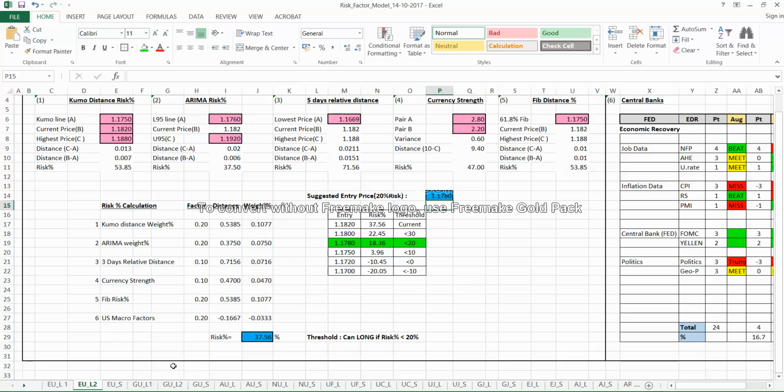We plan to long at around 1.178 area and average down to 1.172, which is next to 0% risk. So that will be our game plan for Euro USD, and then we will move on to other pairs. Cheers.